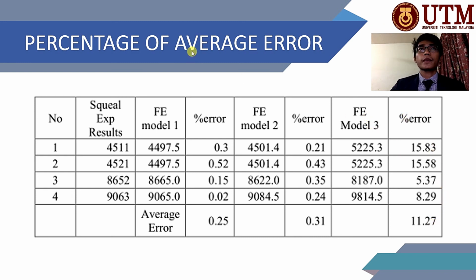So from this analysis, the average error for FE model 1 is the least compared to the FE model 2 and also FE model 3. It can be said that the most similar representation of the FE model is FE model number 1, followed by FE model number 2, and lastly is FE model number 3.